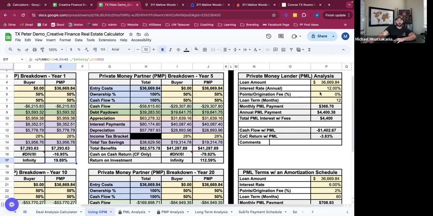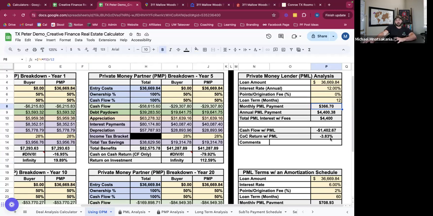If you bring on a private money lender, obviously it's negative without a private money lender, but a private money lender is gonna bring in roughly $37,000 at 12% interest, and you're gonna pay them $366.70 a month until the balloon is due, let's say 12 months away, and you're gonna owe them that $37,000 back. But you're gonna lose $1,400 a month, each month, while you're doing that.